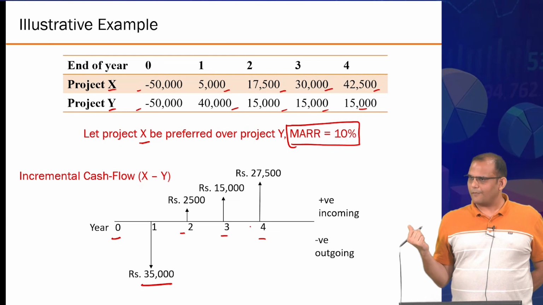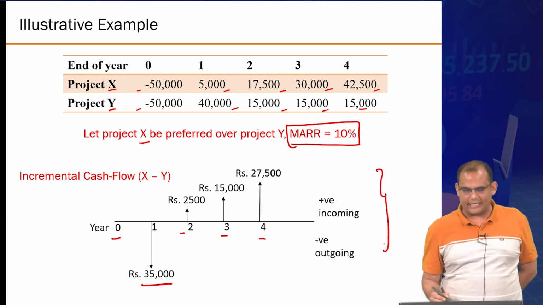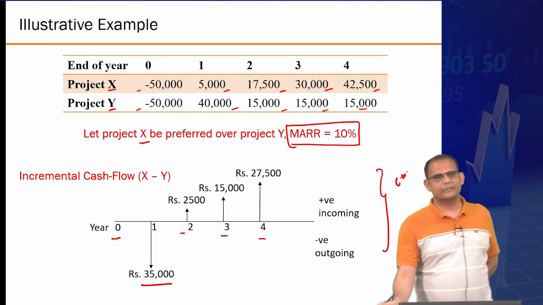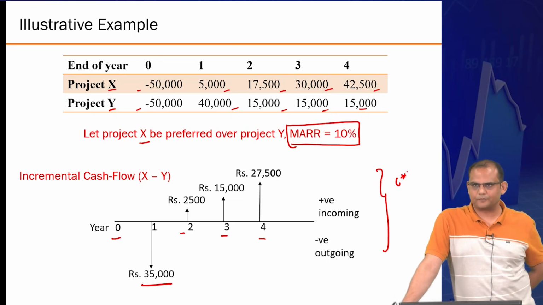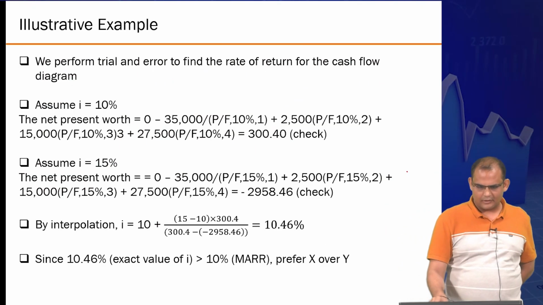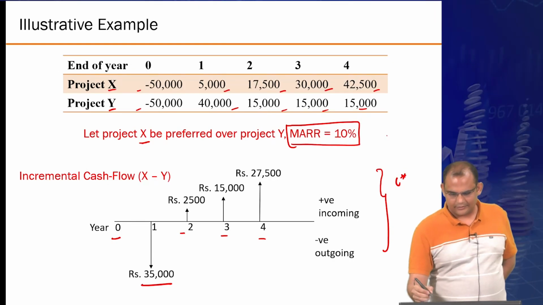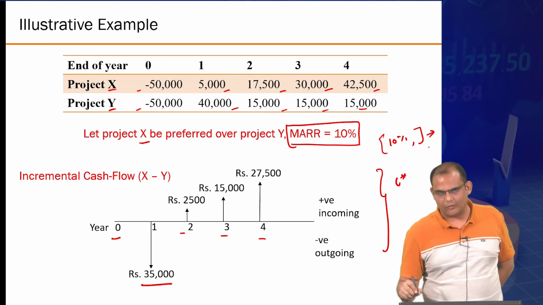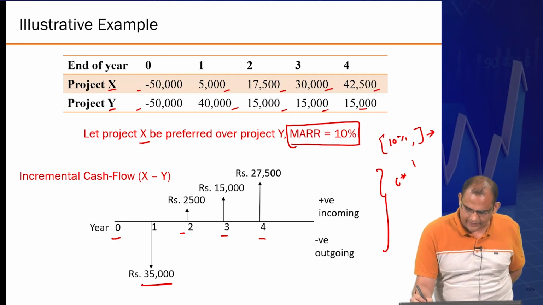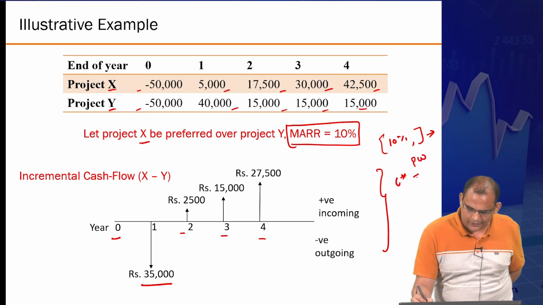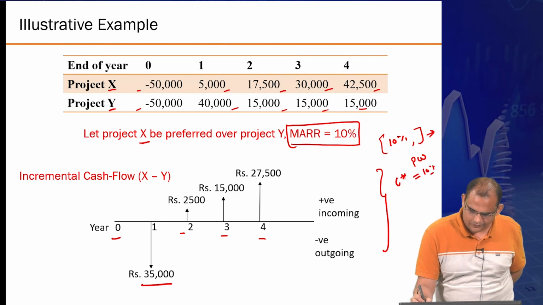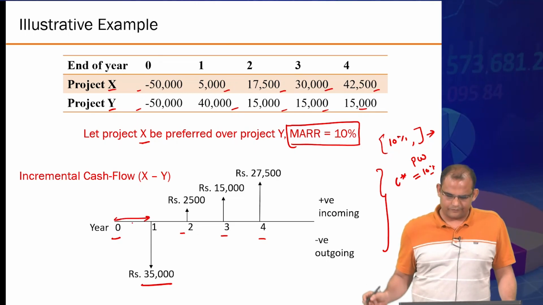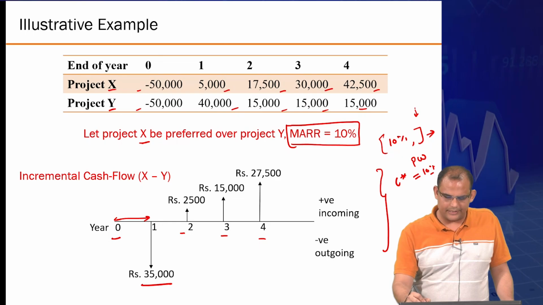Agree? Right? Now, can you calculate the I star value for this series using trial and error? Can you try? I'll give you a hint. Start with 10% and then you can take the increment wherever you want to. Tell me what is the present worth when you put I equals 10% of this incremental cash flow series. What is the present worth at I 10%?